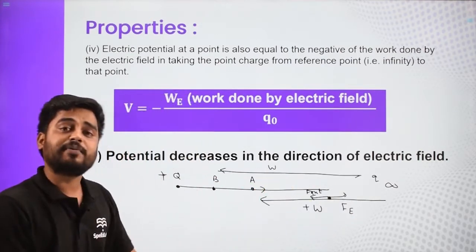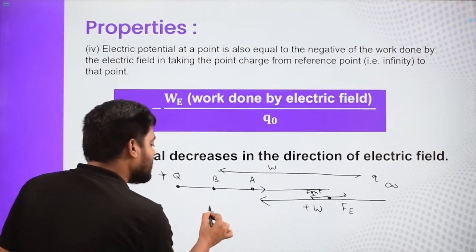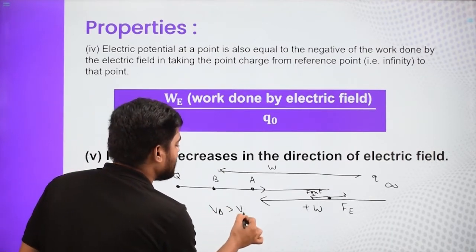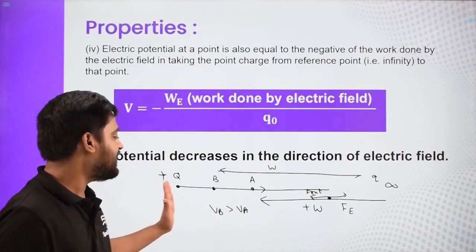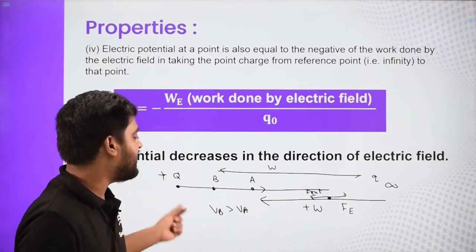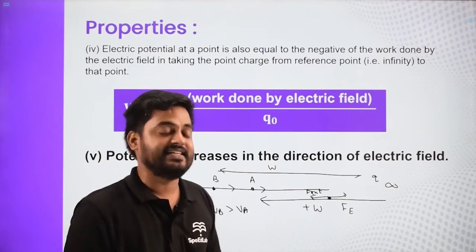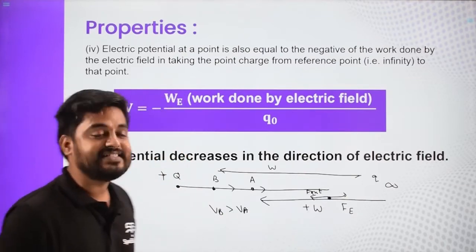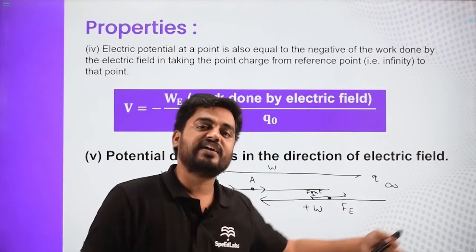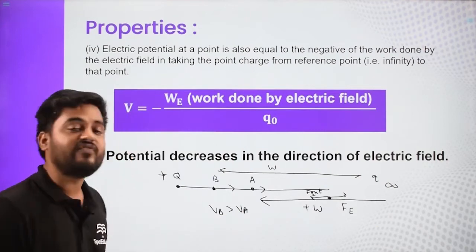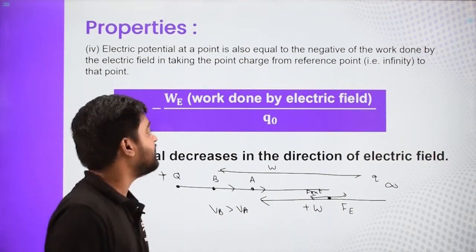So more work per unit charge means the potential of B must be greater than potential of A. And if we are moving in the direction of electric field line, that is from B to A, as you can see, potential is decreasing. So we can say potential decreases in the direction of electric field and it increases in the direction opposite to that of electric field.